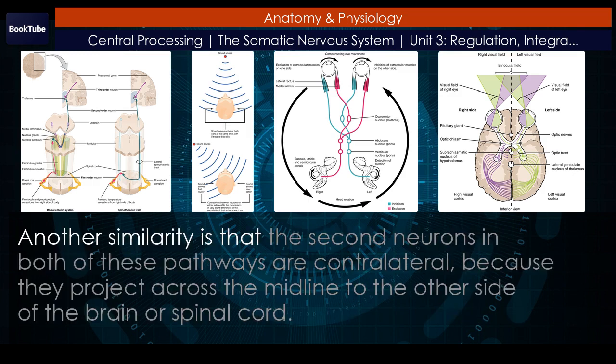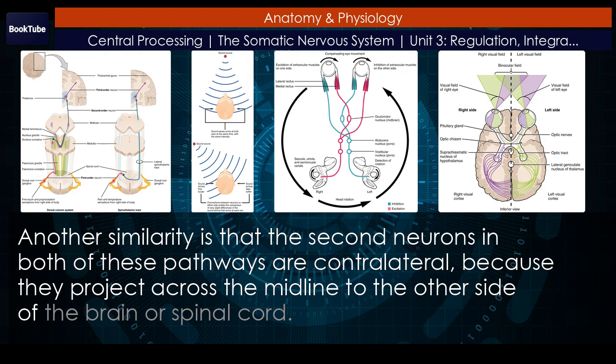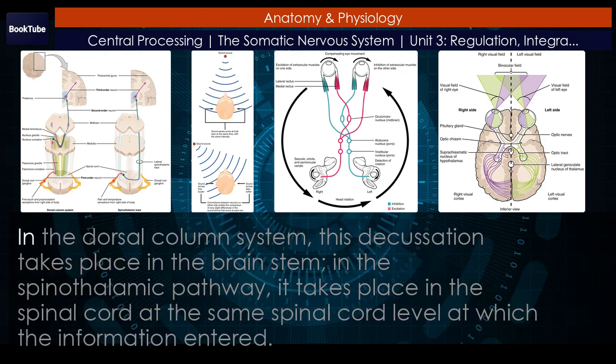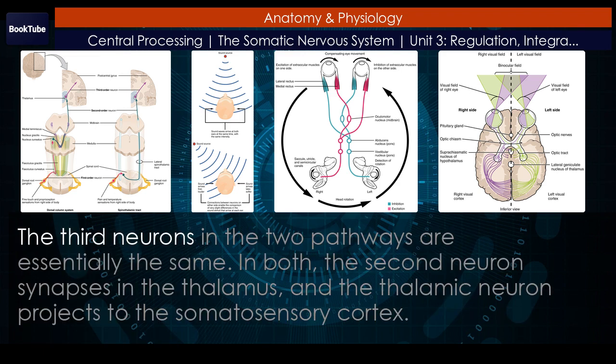Another similarity is that the second neurons in both of these pathways are contralateral, because they project across the midline to the other side of the brain or spinal cord. In the dorsal column system, this decussation takes place in the brainstem. In the spinothalamic pathway, it takes place in the spinal cord at the same spinal cord level at which the information entered. The third neurons in the two pathways are essentially the same. In both, the second neuron synapses in the thalamus, and the thalamic neuron projects to the somatosensory cortex.